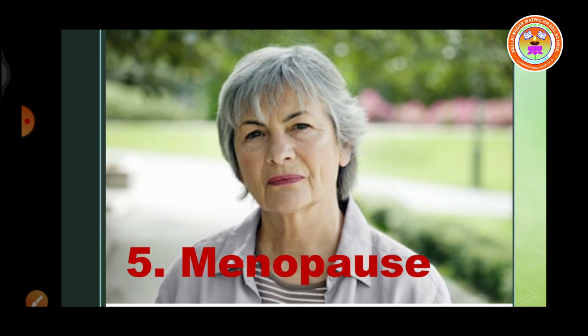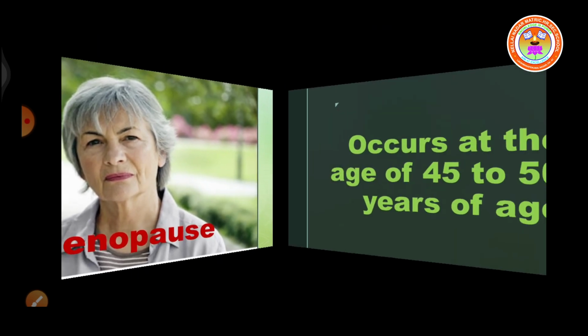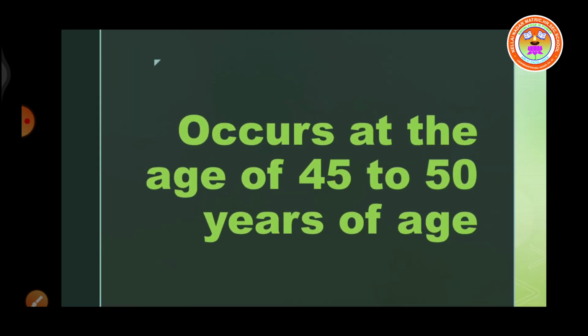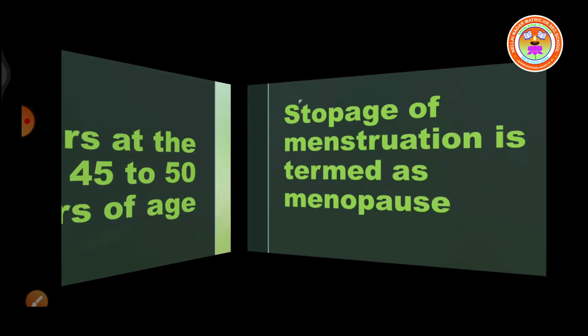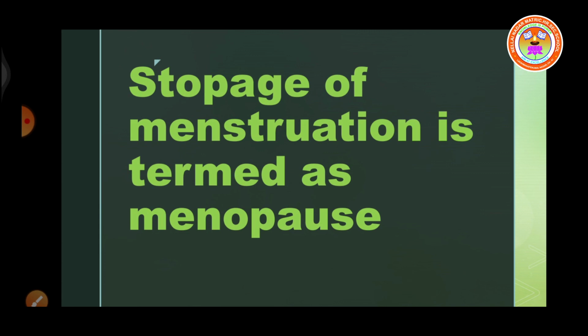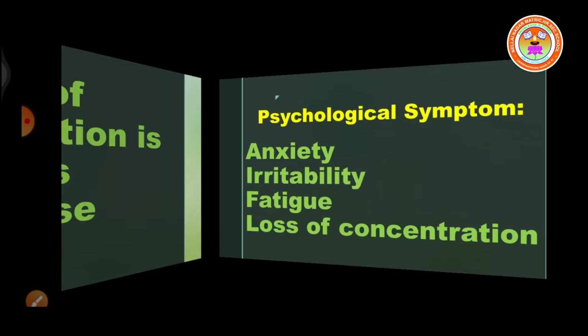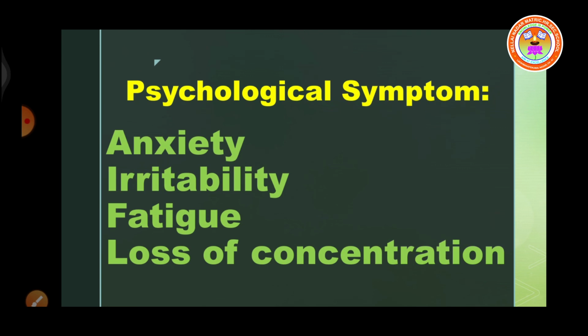The next is menopause. It is the end of the reproductive phase of a woman's life. At 45 to 50 years of age, the menstrual cycle stops. The stoppage of menstruation is termed menopause. During menopause, psychological symptoms such as anxiety, irritability, fatigue, and loss of concentration may occur.